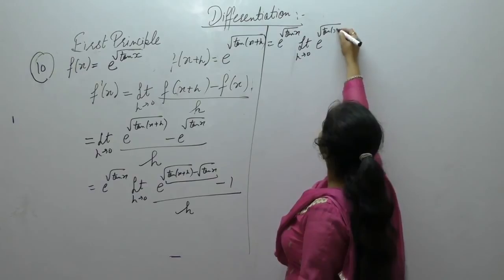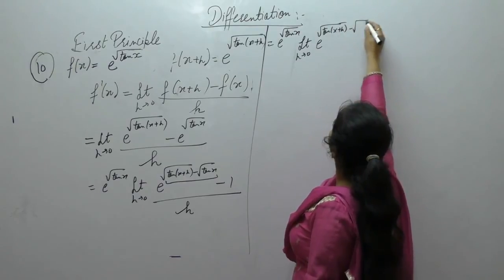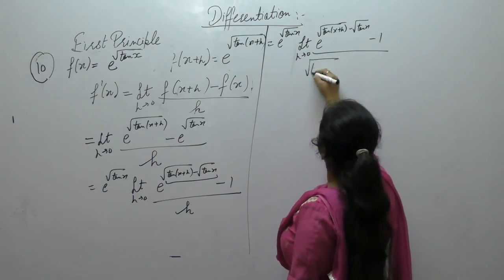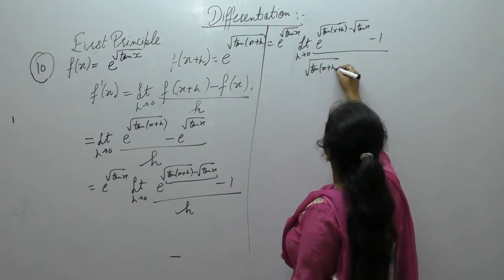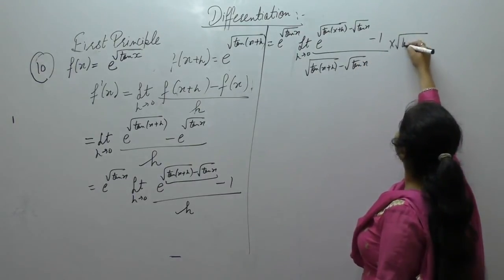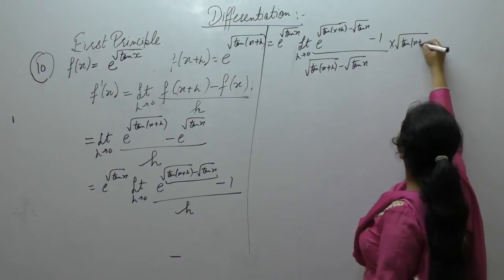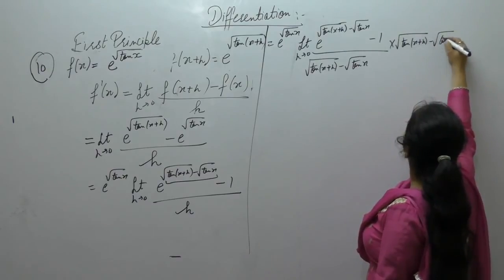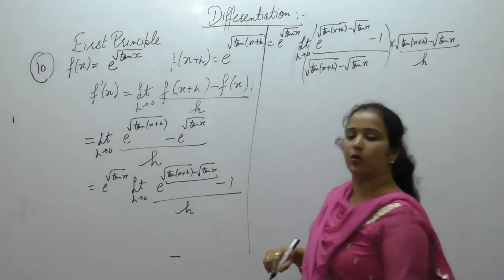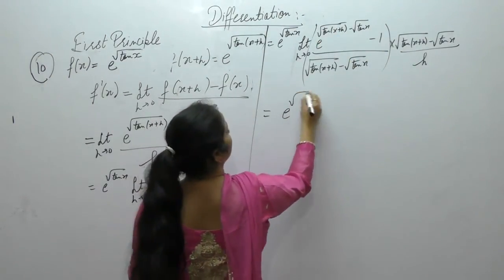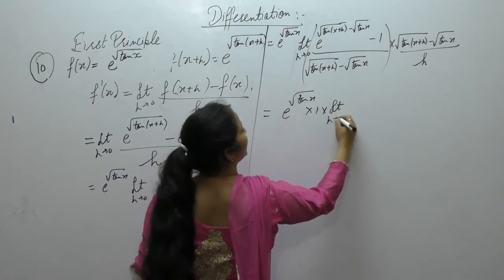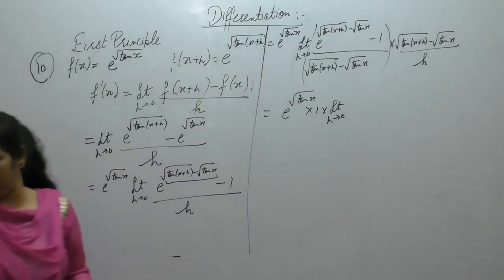E square root of tan x plus h minus square root of tan x minus 1 upon square root of tan x plus h minus root tan x. Multiply and divide by this term, minus square root of tan x upon h. Now this term will be equal to 1. So e root tan x into 1. Limit h tends to 0.